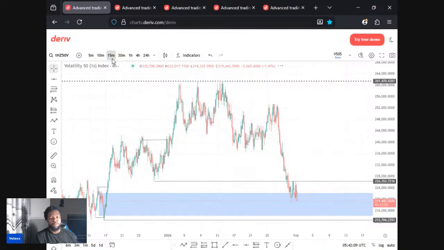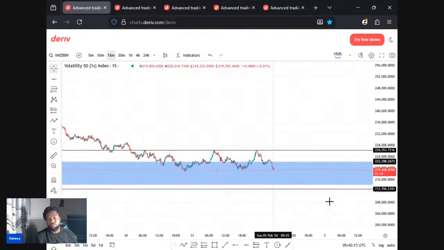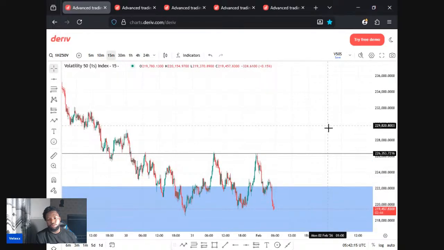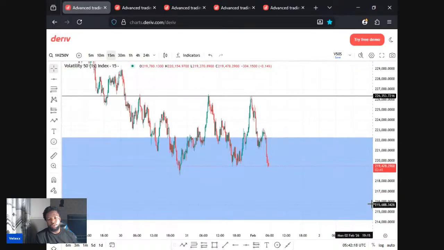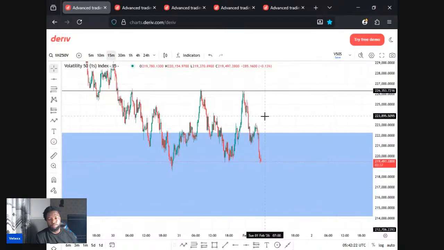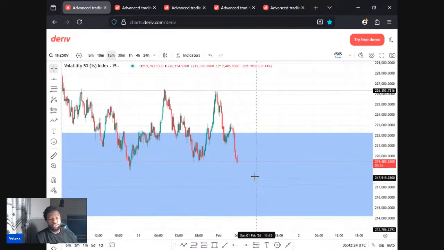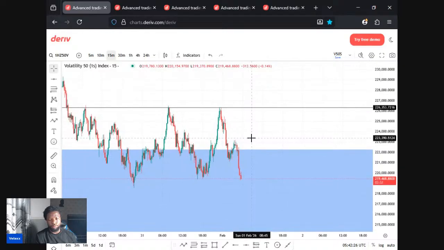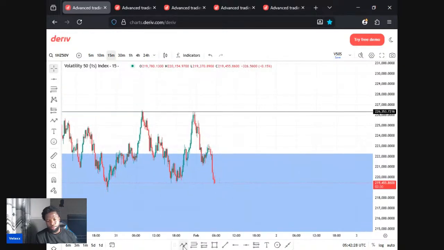So let's go to the 15 minutes time frame to see if we are going to spot a buy setup. Nothing at the moment. You don't have anything at the moment. Okay. Until price maybe does the low work, does something like this.